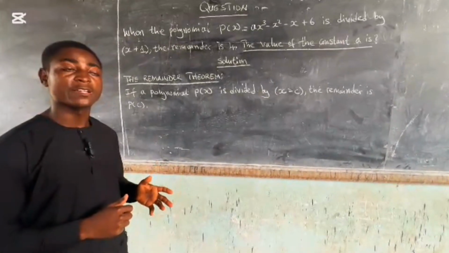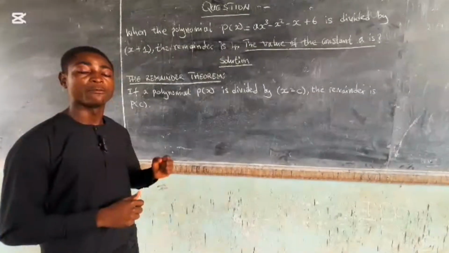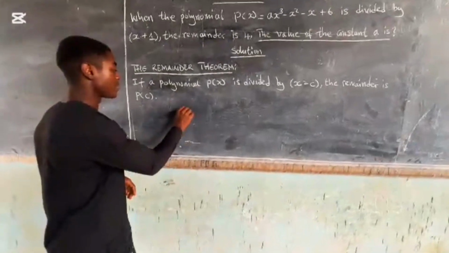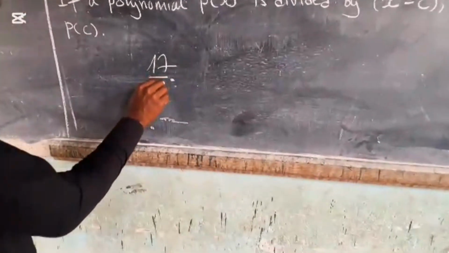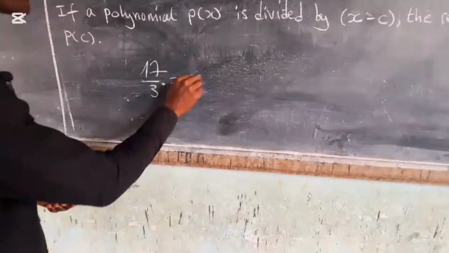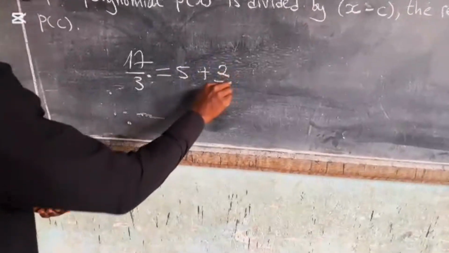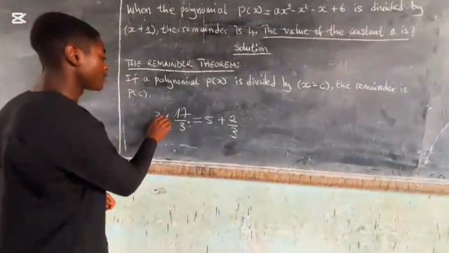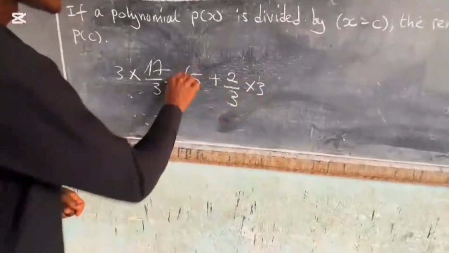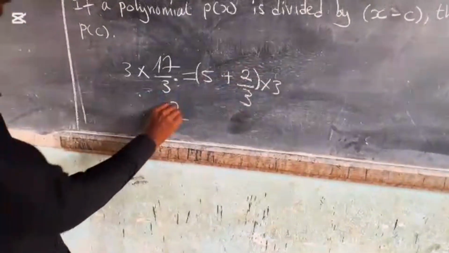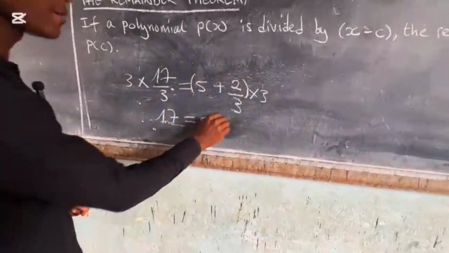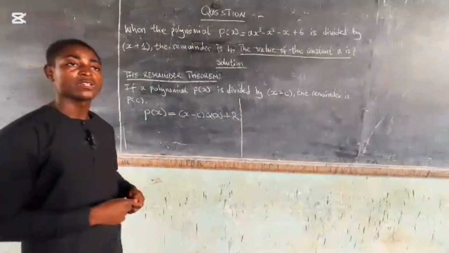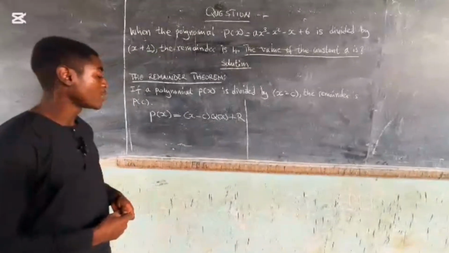Remember when we divided 17 by 3, we got 5 remainder 2. This can be written as 17 divided by 3 equals 5 plus 2 divided by 3. Multiplying both sides by 3, we have 17 equals 5 times 3 plus 2. This idea works similarly when dividing polynomial functions.